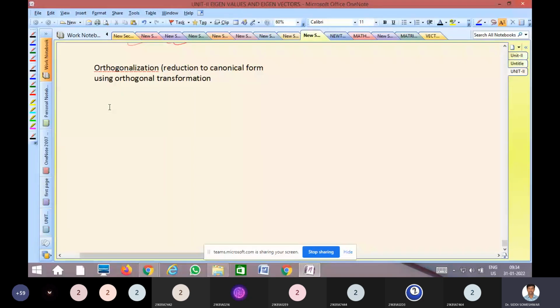Here you need to consider the given matrix A, and then find the eigenvalues, then the eigenvectors, and then the normalized eigenvectors which are pairwise orthogonal. Then you need to write the model matrix P, and then write P inverse AP, which gives you a diagonal matrix.